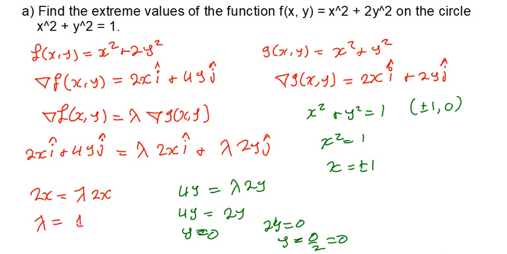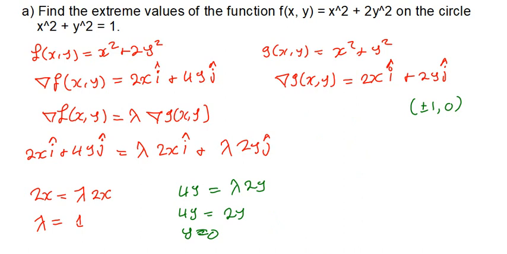So far I have two critical points: 1 comma 0 and negative 1 comma 0. Let me try to find the other ones. Having determined that your lambda is equal to 1, if we substitute in this same equation, you're going to find that your x is equal to 0.